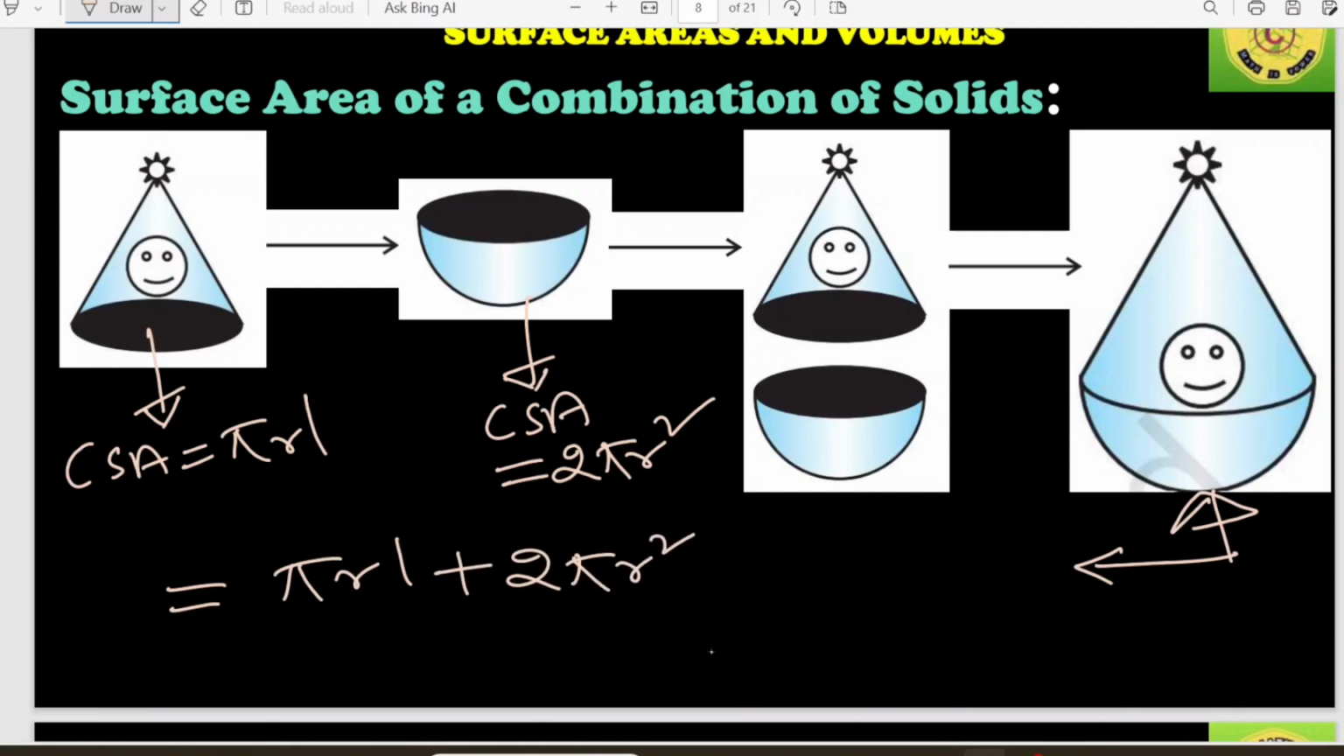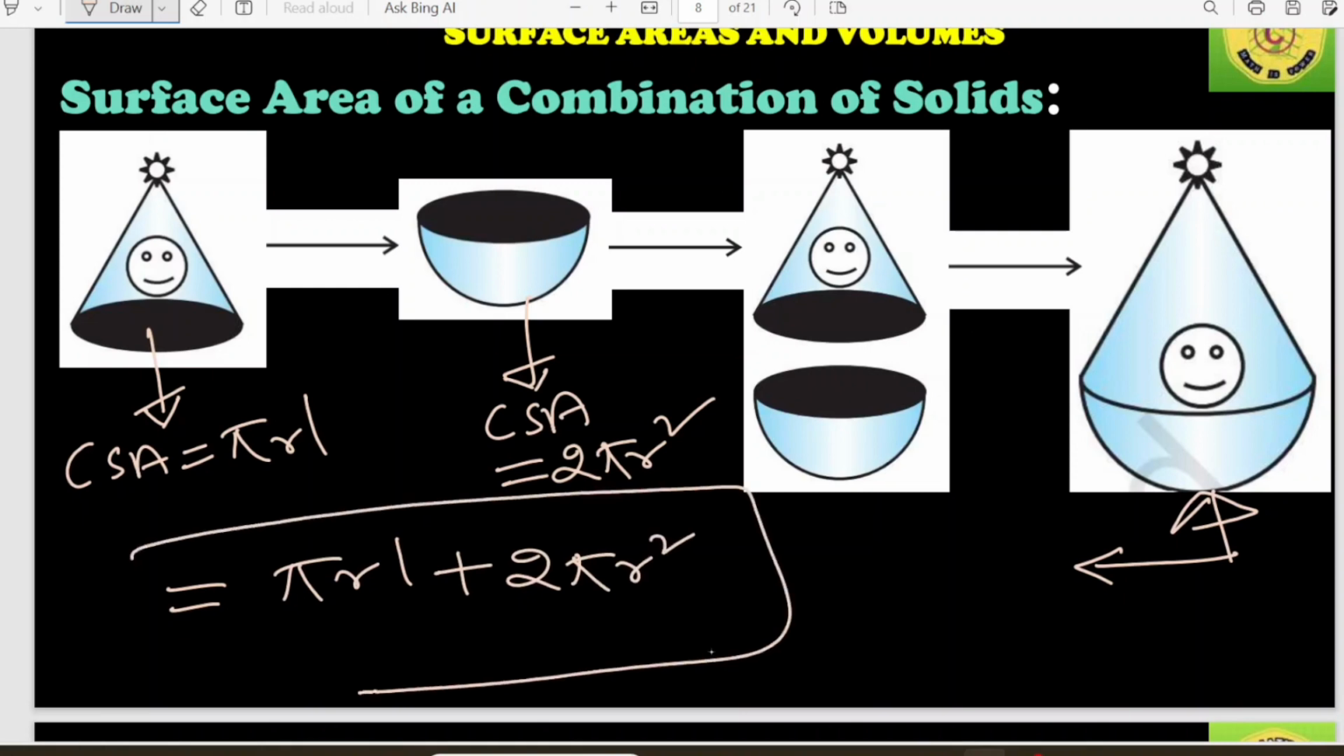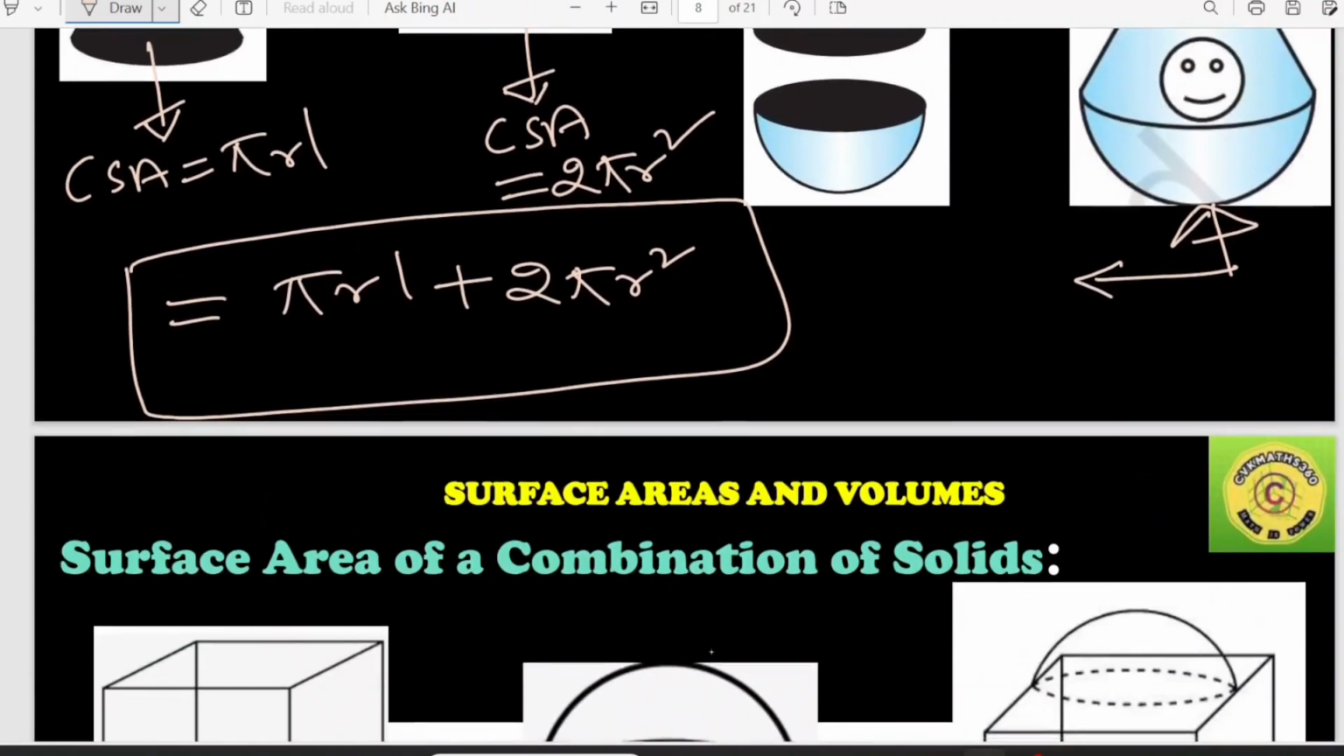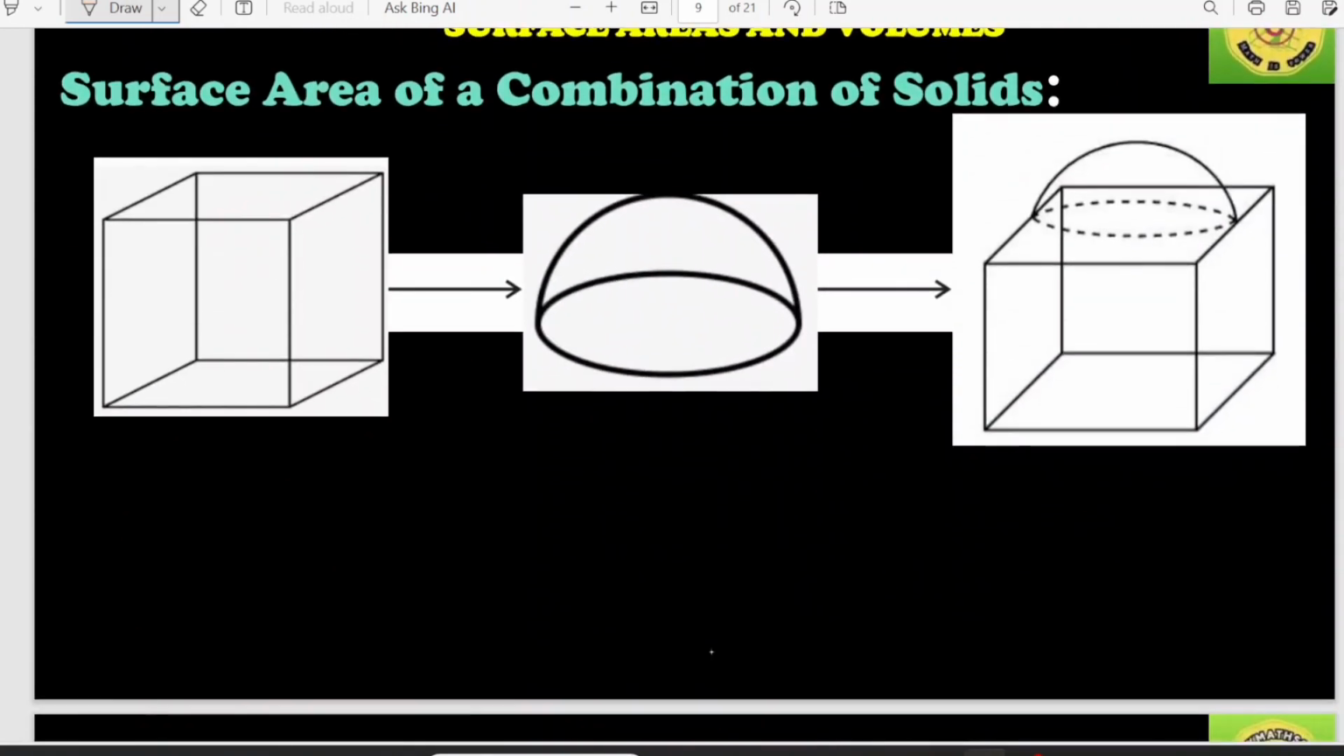Again, we can substitute the given values. First of all, observe carefully that pi r will be common. We can take out pi r, then substitute the values and calculate. We'll easily get the surface area of this combination of solids. Next, one more combination, a very important one.